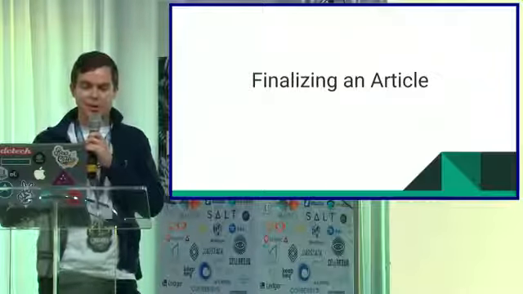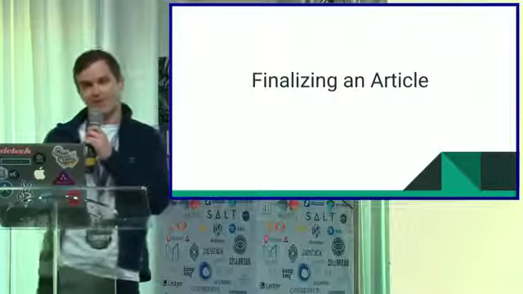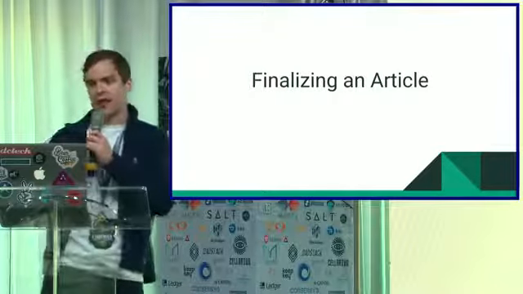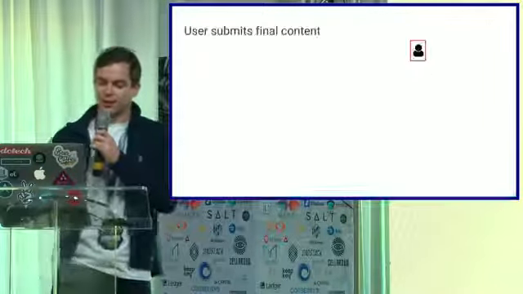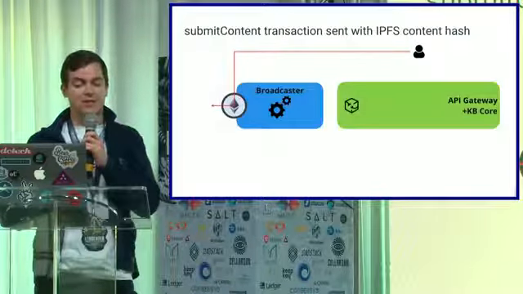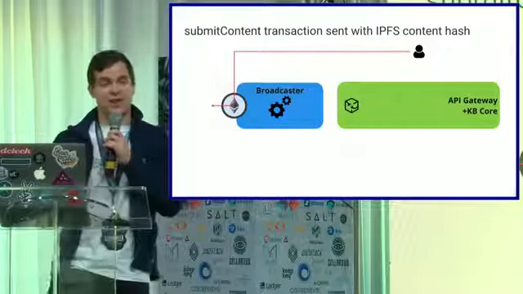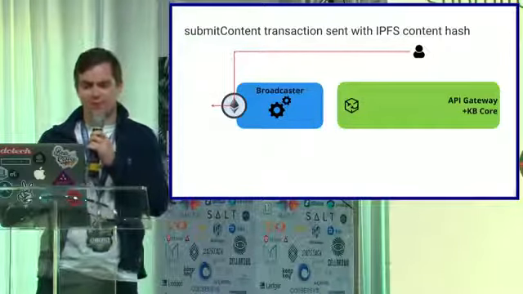So the corresponding transaction here is once the user decides, okay, this is a piece of content that I'm satisfied with, I now want to store this information on-chain. The way this works, the user submits this final content, which is just a transaction directly from the front end containing the IPFS content hash of the content that they want to submit.